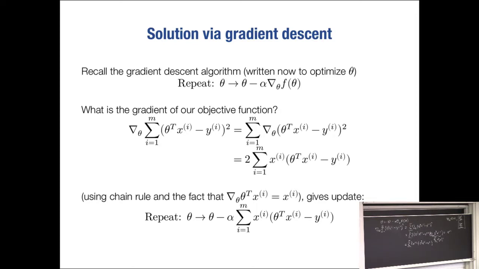Oh, the alpha is a step size. It's called a step size. It's sort of saying that if you take a small enough step, you'll decrease your objective, and you know you're going to.